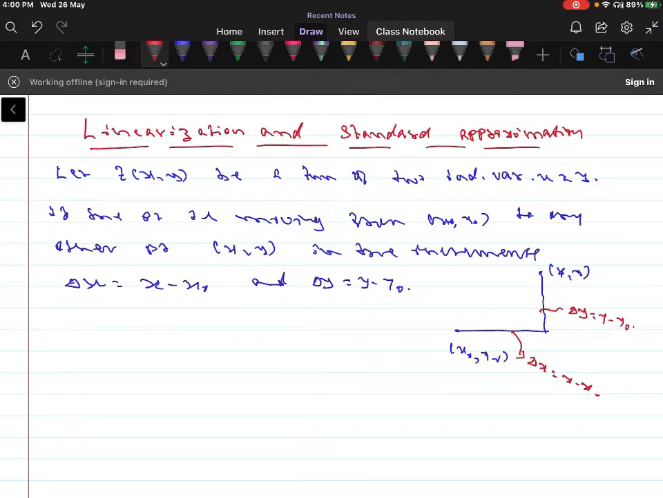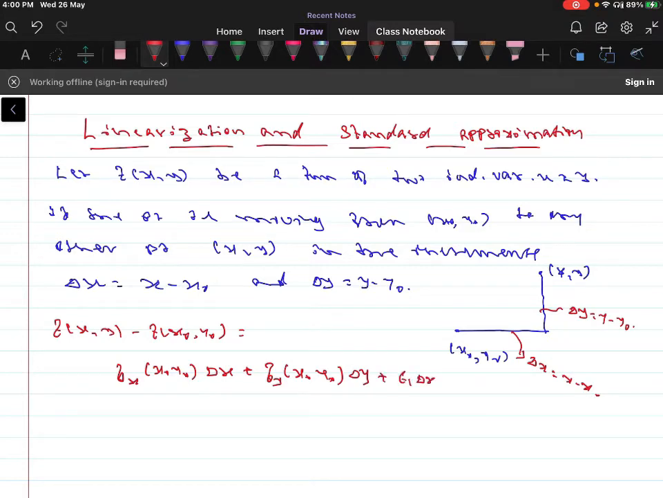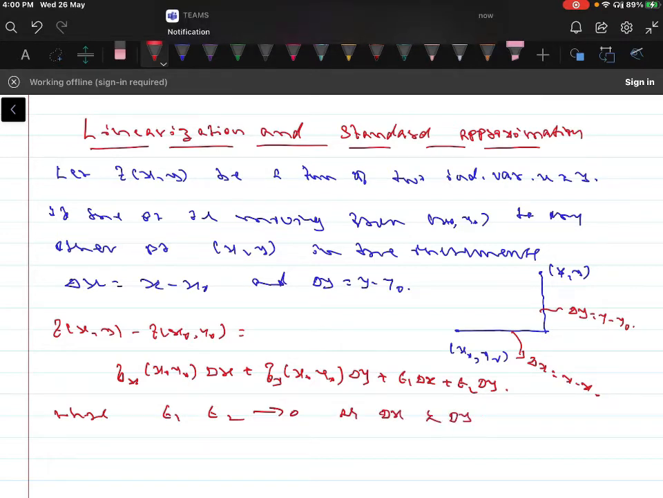So now by the definition of differentiability, f of x comma y minus f of x naught comma y naught is equal to fx at the point x naught comma y naught into delta x plus fy at the point x naught comma y naught into delta y plus epsilon 1 into delta x plus epsilon 2 into delta y, where epsilon 1 and epsilon 2 tend to 0 as delta x and delta y tend to 0.